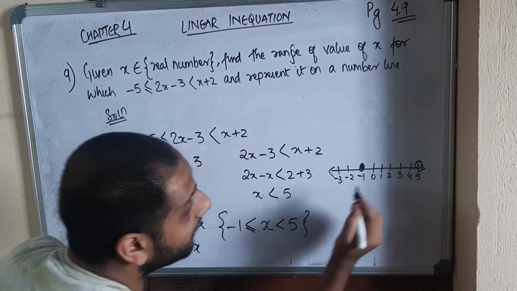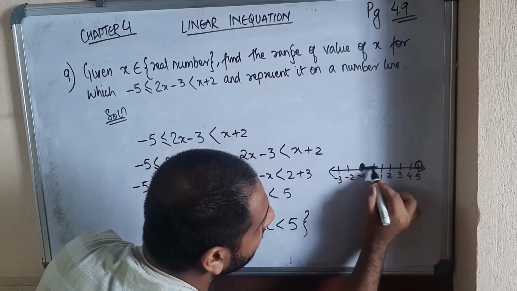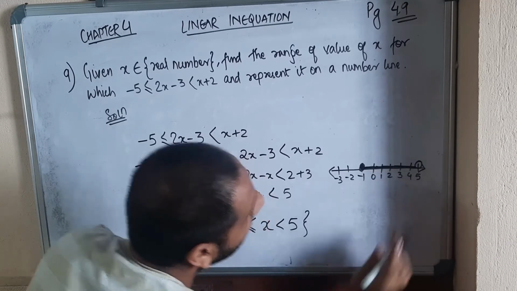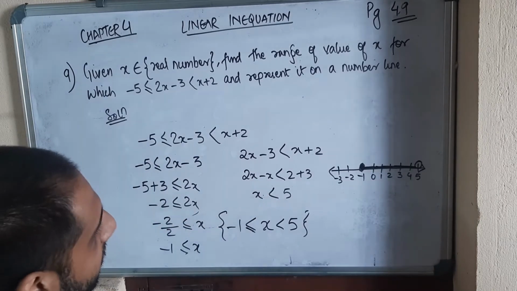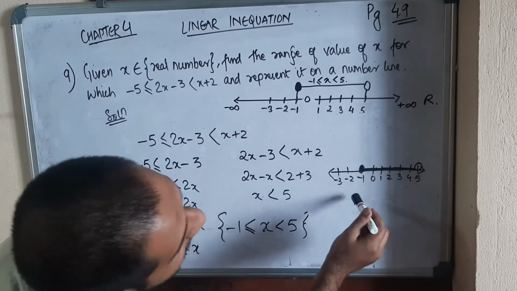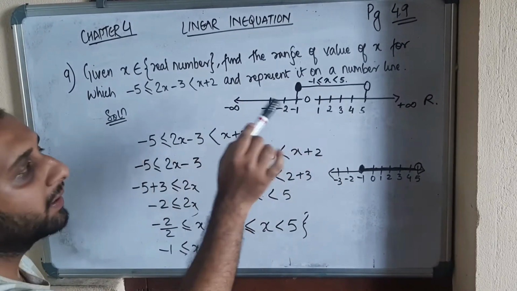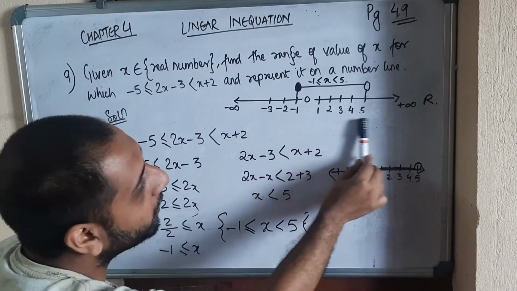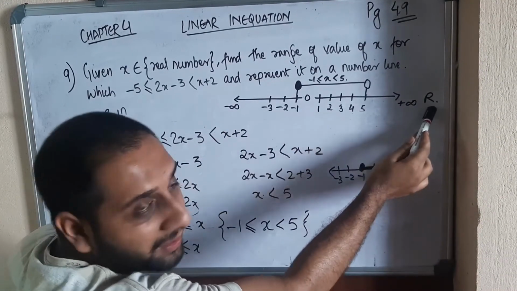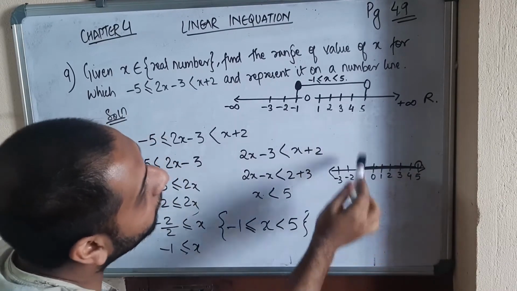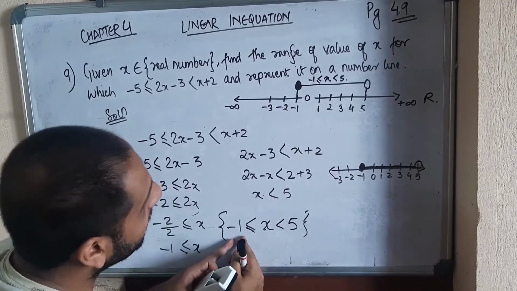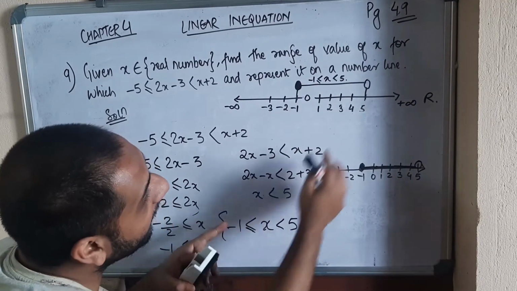Alright, this is an element of real numbers, so I'll darken all the circles. Okay, this is how you do it. You can either do it this way or you can do it this way. See, a number system, 0, positive side here, negative side here, minus infinity, plus infinity. These are real numbers. X is an element of real numbers, okay? And the value of X lies between minus 1 and 5.